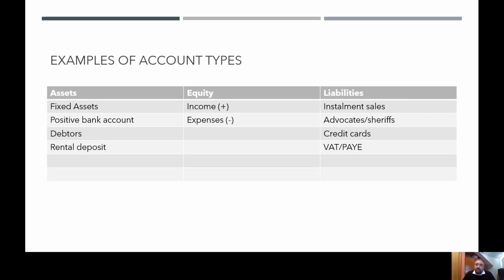Then also advocates and sheriffs. The moment an advocate does work for you, they will give you their invoice, and that invoice will in 90 days from today be payable. So in future there will be an outflow of economic benefits. Also credit cards, because with credit cards you can swipe the card, but when month end comes you need to repay that amount. So credit cards would also be a liability.